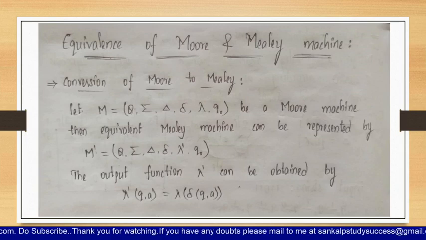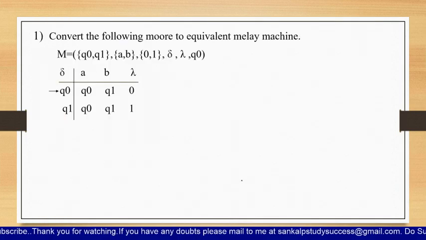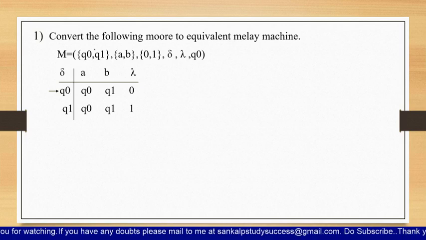So now let us solve a problem by converting Moore machine to Mealy machine. Convert the following Moore machine to an equivalent Mealy machine. Here Q0 and Q1 are nothing but the set of states. A and B are the input symbols, that means the input alphabet. 0, 1 are the output symbols, and this is the transition function, and this is lambda, which is nothing but the output function, and Q0 is the initial state. Here we also have the transitions and the lambda, which is already given here as 0 and 1.